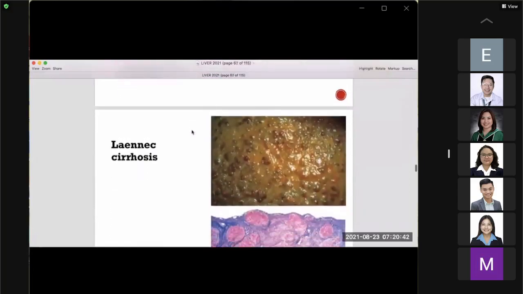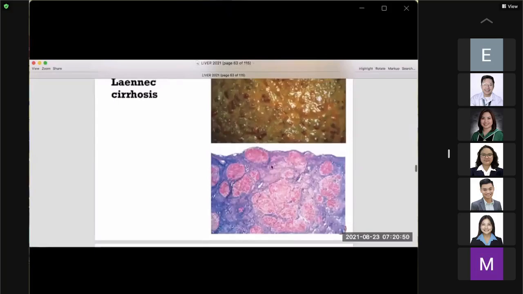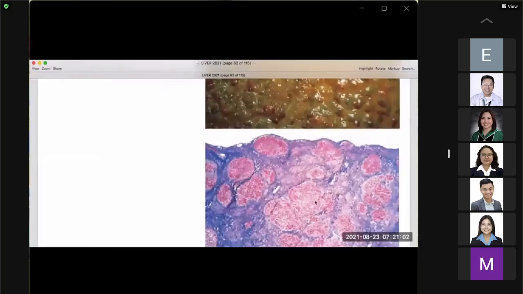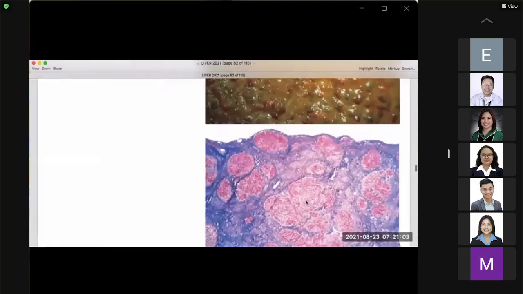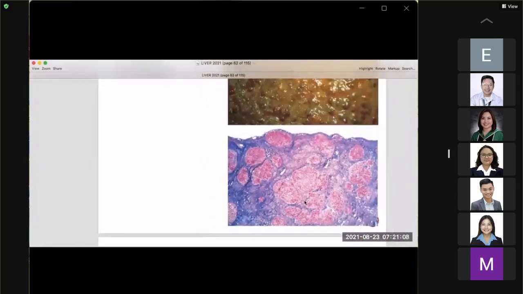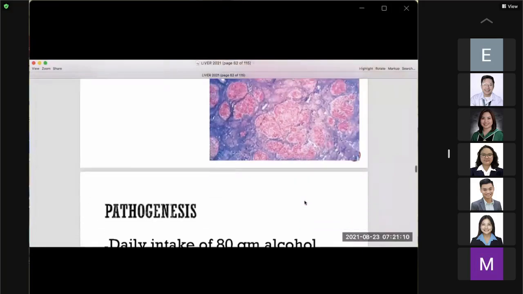So grossly, we get to see nodular surfaces of the liver. Microscopically, we get to see the fibrosis in blue stain, and then you can see certain areas of regenerating hepatocytes, fatty change as well. So these are the microscopic structures that we see in alcoholic liver disease.